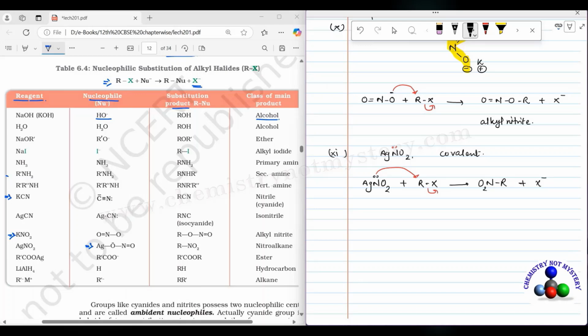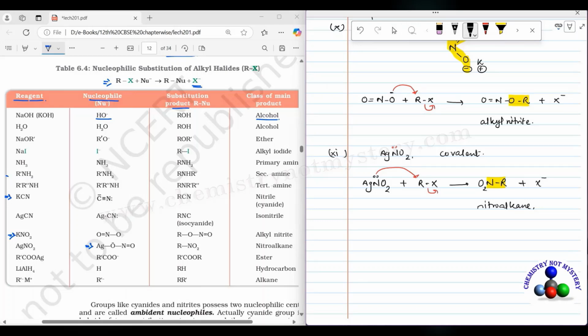So that's how you will get nitroalkane, where the bond is formed between nitrogen and alkyl group. In alkyl nitrite, the bond is formed between oxygen and alkyl group.